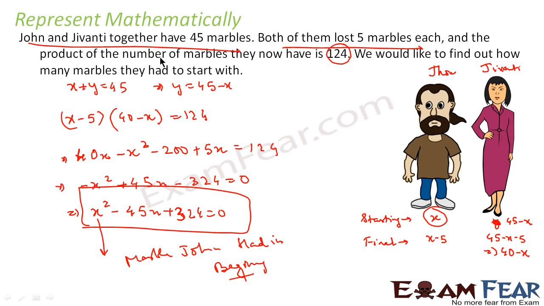Let me repeat once again. The question says John and Jivanti together had 45 marbles. So to start with, John had X and Jivanti had 45 minus X marbles, because if you add these you get 45.